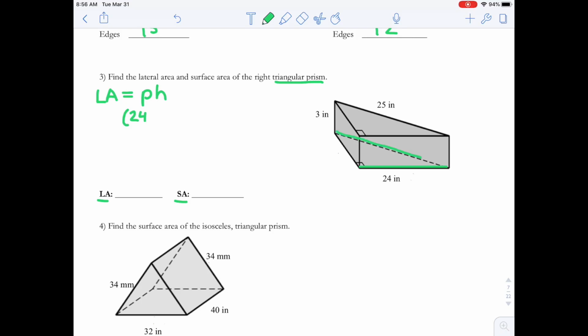We would have 25 because that's also the same as what's up here. And then we'd have to find this missing side. Okay, well, using Pythagorean triples, that would be 7. And then our height is 3. Type that in our calculator. We see that's 168 inches squared, because remember, area is squared.